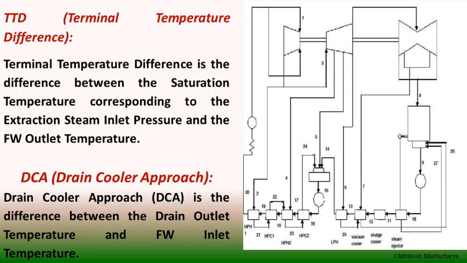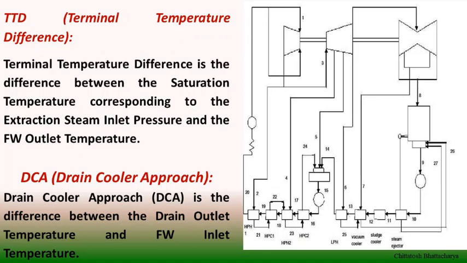There are 2 important parameters which we must understand that determine the performance of the heaters at different conditions of operation. One is terminal temperature difference, TTD. It is the difference between the saturation temperature corresponding to the extraction steam inlet pressure and the feed water outlet temperature. If TTD is high, that implies less heat transfer is taking place, and low TTD means the heater is working well.